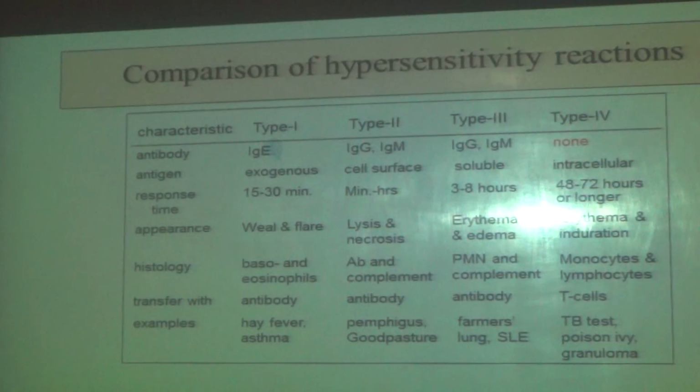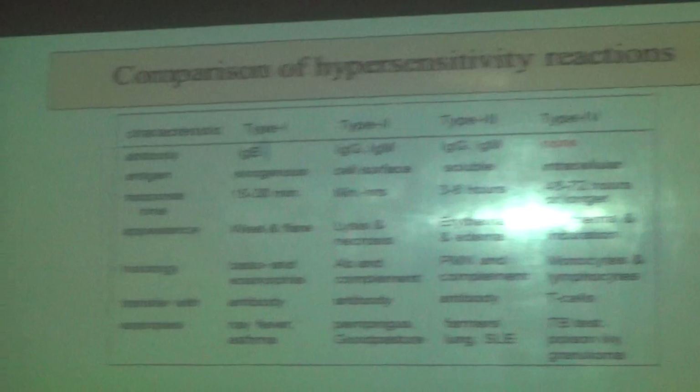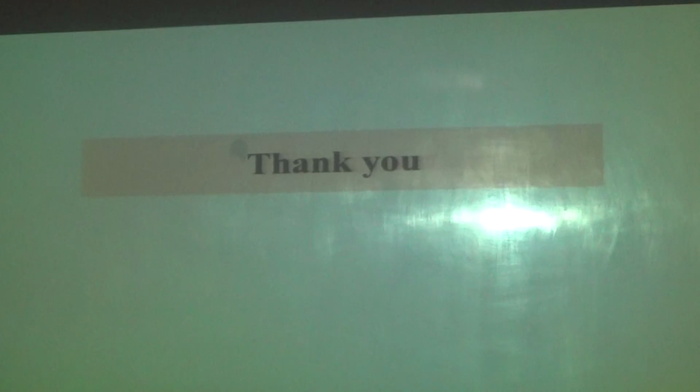Examples: hay fever, asthma; type 2: pemphigus vulgaris, Goodpasture syndrome, erythroblastosis fetalis, ABO incompatibility, all these are examples. Tamam? Farmer's lung, SLE; and type 4: TB, leprosy, granulomatous formation. Clear? Thank you very much.